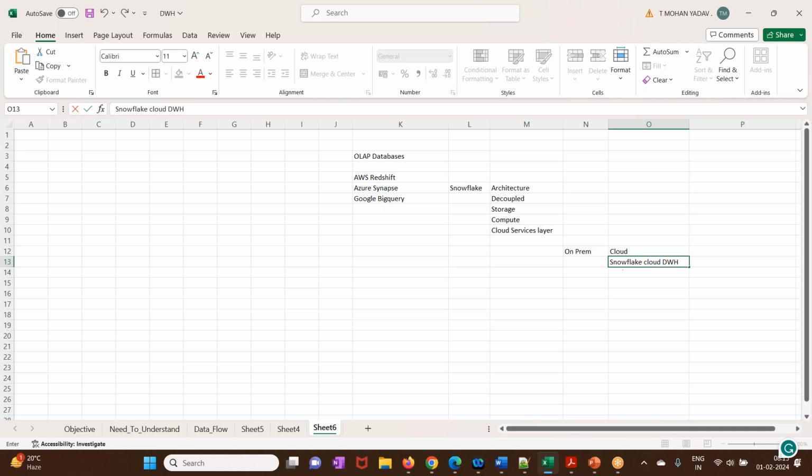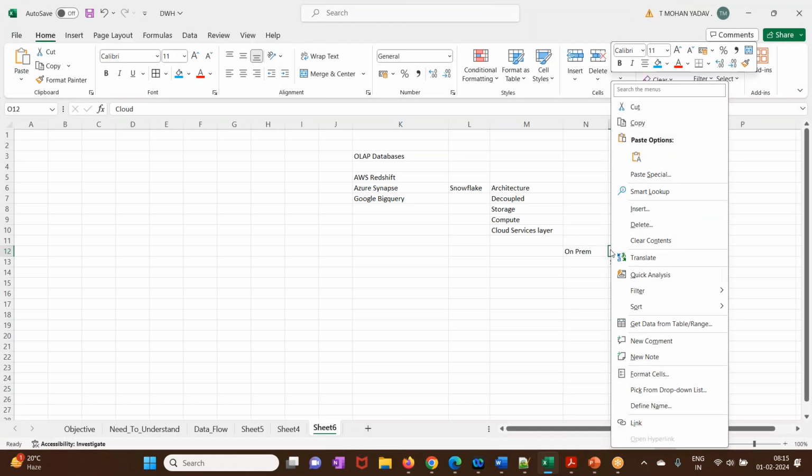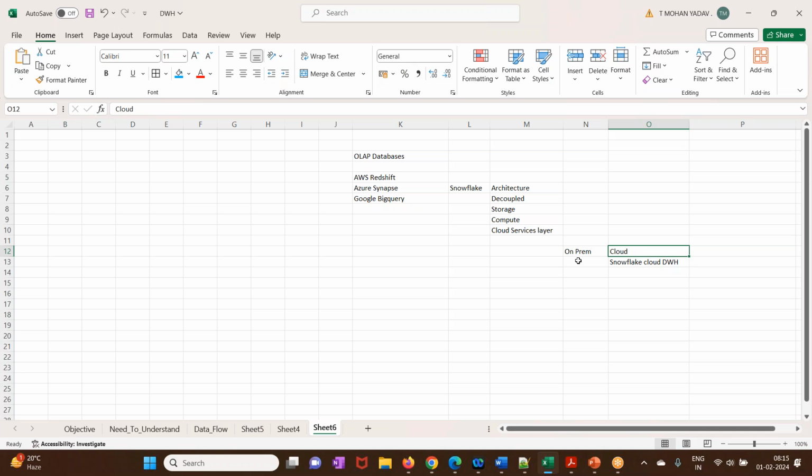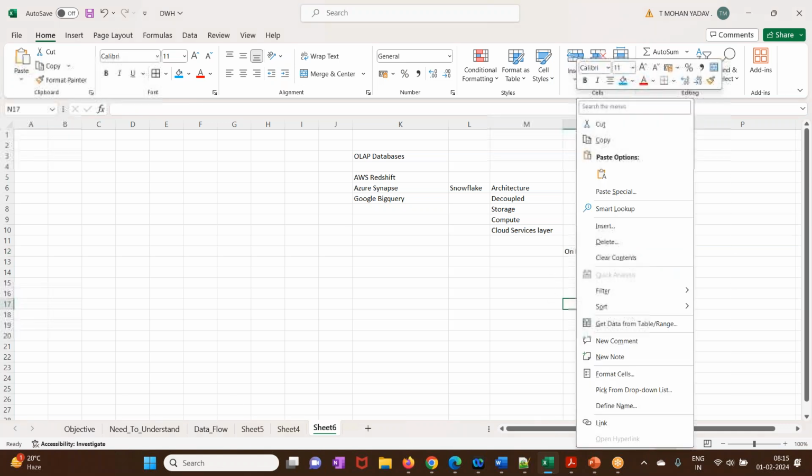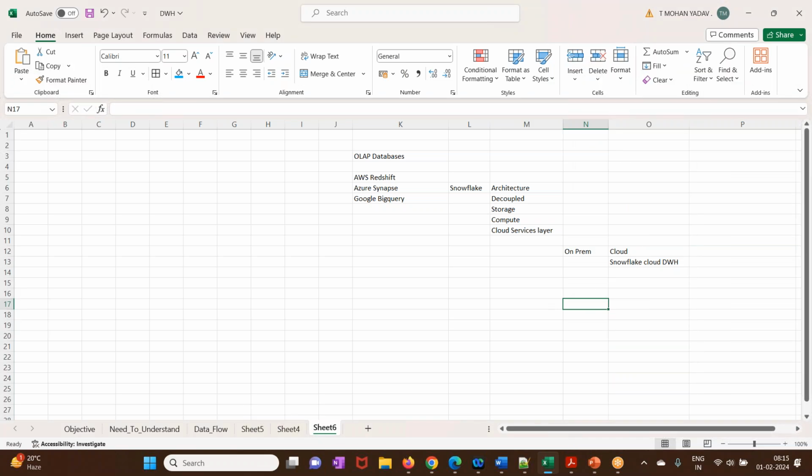Hope you are able to follow me. What is the difference between on-prem and cloud? On-prem means we can see the physical server in our organization, and we take care of everything: maintenance, power, cooling. Whereas in the cloud, the server and compute power are provided by vendors. We have three vendors to choose from: AWS, Azure, and GCP.